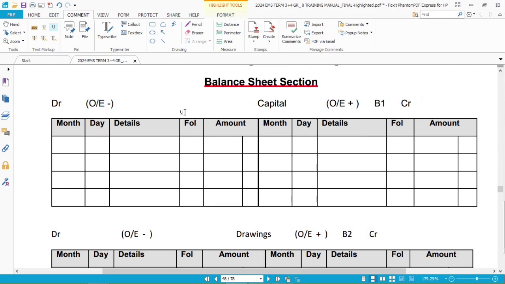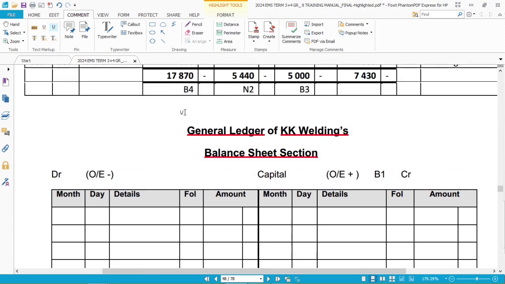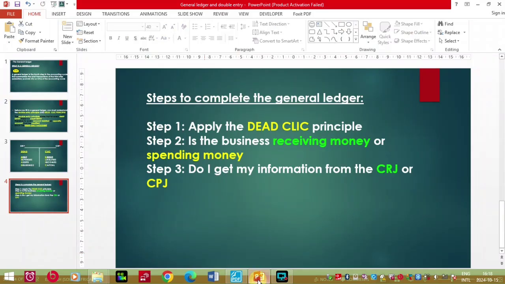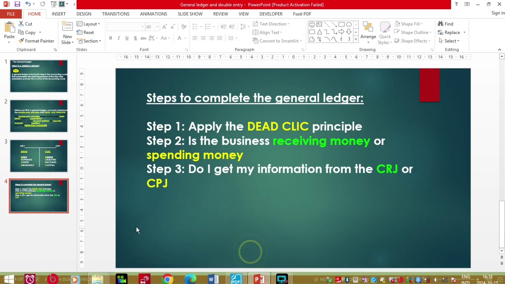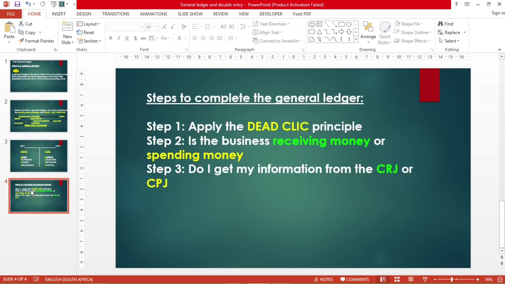Alright, but you might not be given this information all the time, but just for the example, you were given the information. So my step 1 says I should apply my dead click principle. So according to dead click, capital, it increases on the credit side. Here's my capital here, it's increasing on the credit side. Alright, am I spending or am I receiving? Is the business receiving money or spending money? My business is receiving money.